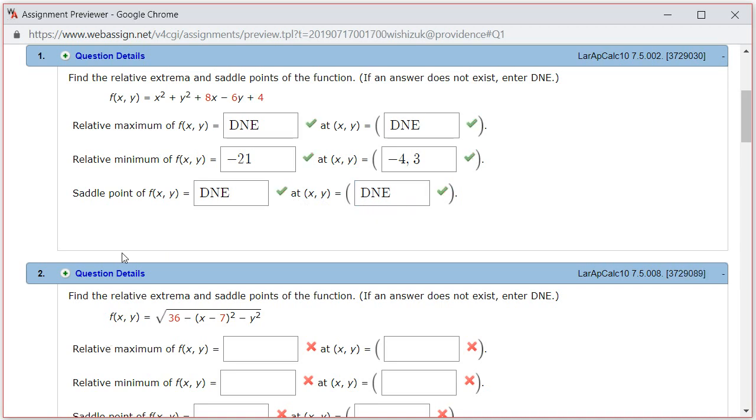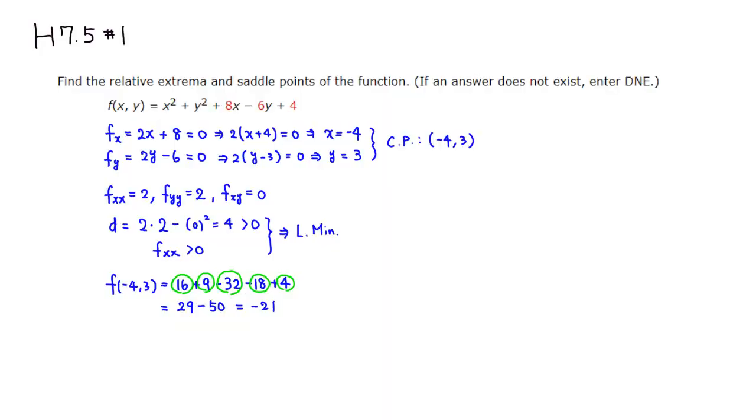All right, let's check the answer. I came back and it looks like we got all parts correct. All right, that's it. I hope that this was clear.